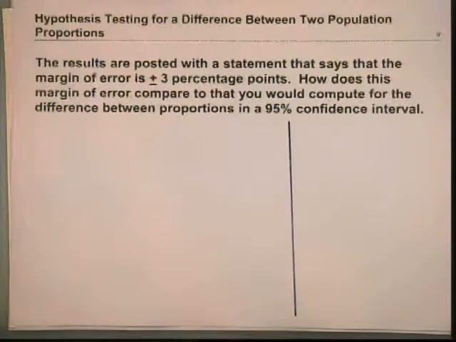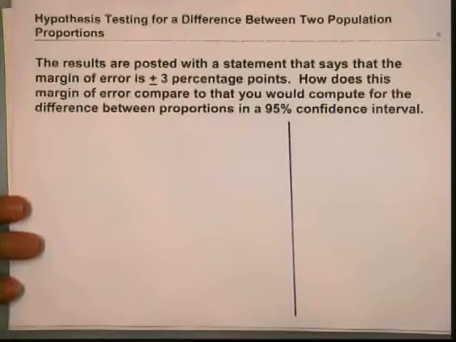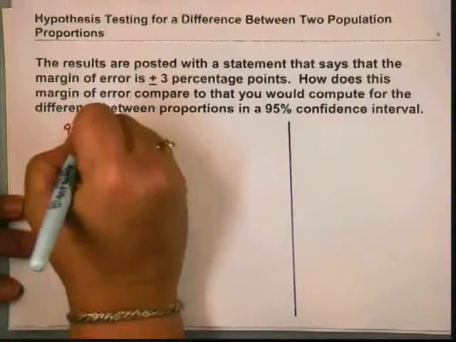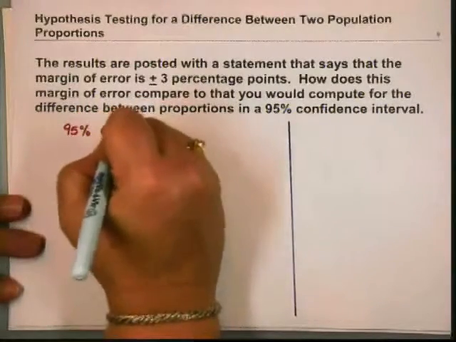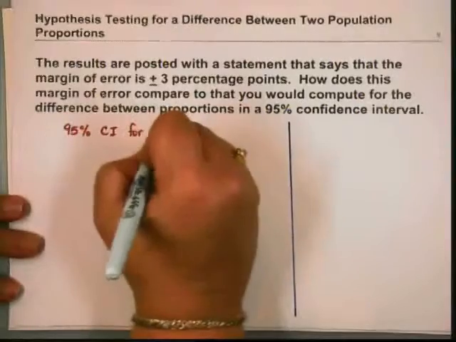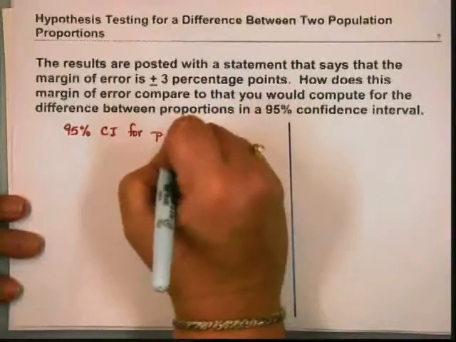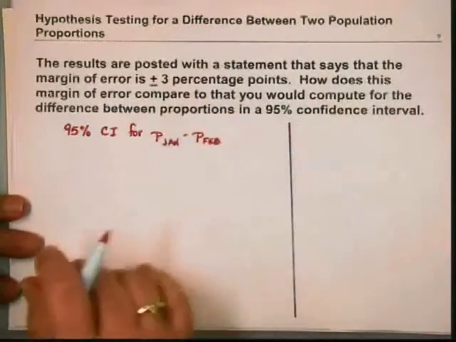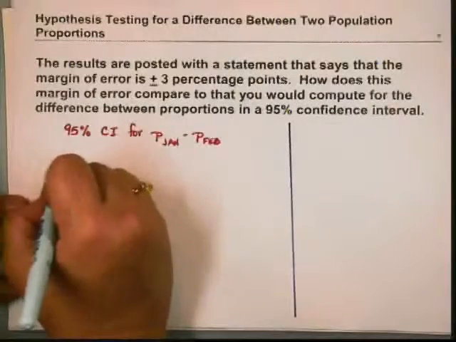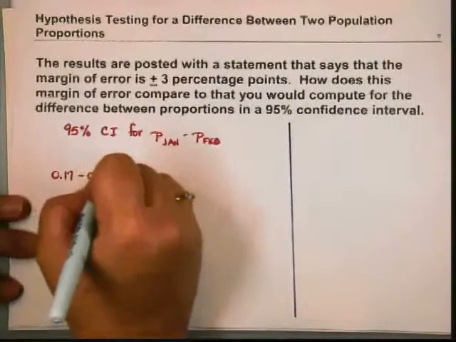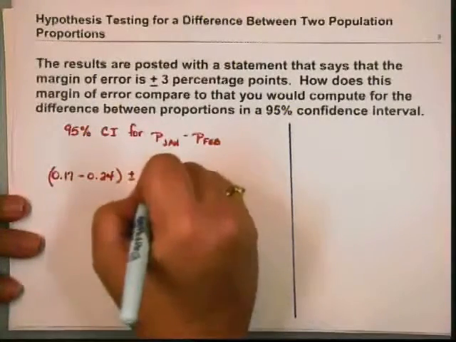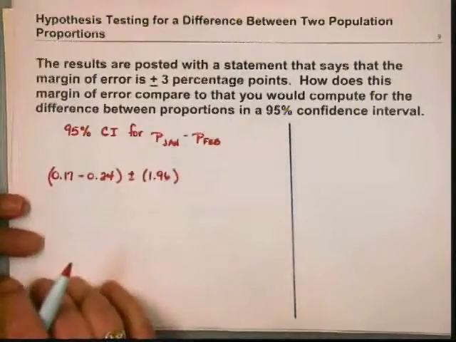So if I wanted to look at a 95% confidence interval, now I realize we'd want a confidence upper bound for our left side test, but I'm just going to do a confidence interval because I want to tie this to the news story. So a 95% confidence interval for the proportion in January minus the proportion in February. Our point estimate would be 0.17 minus 0.24. For 95% confidence, I'm going to have 1.96 for my z-score. Agreed?